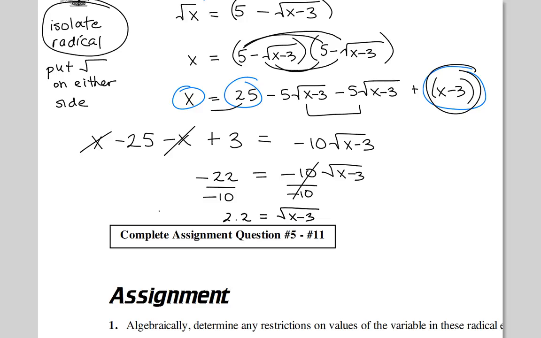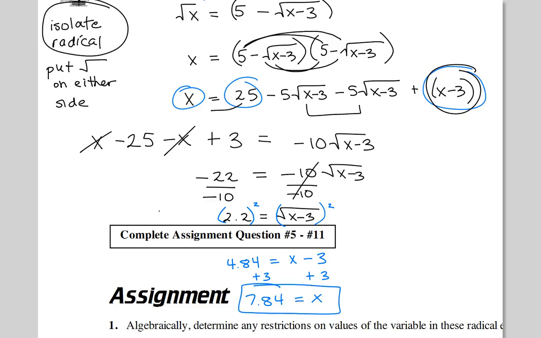And again, we have to square both sides. This is fun, right? Okay, square both sides. 2.2 squared, I got 4.84. Add 3, 7.84. And done.